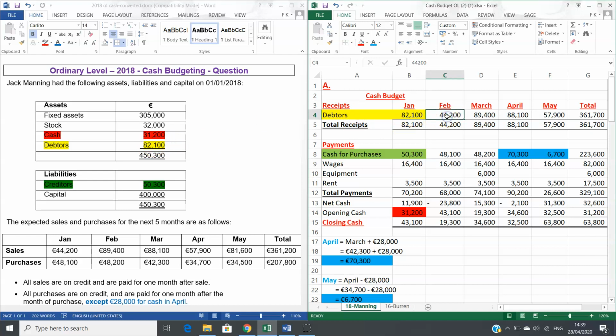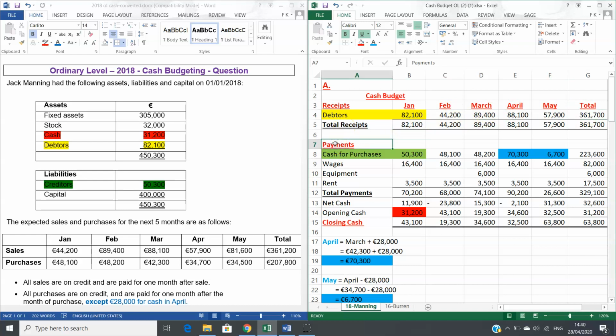So where do we get the figure for February? Well, we're going to have to look at January, 44,200. Why? Because we were paid 1 month after sale. So in order to get February's, we look at January. March is 89, get it from February. April's 88, get it from March. May is 57, get it from April. Remember the examiner just wanted us to do 5 months. We've done that, and we total across and we total down. Very straightforward. That's our total receipts done.